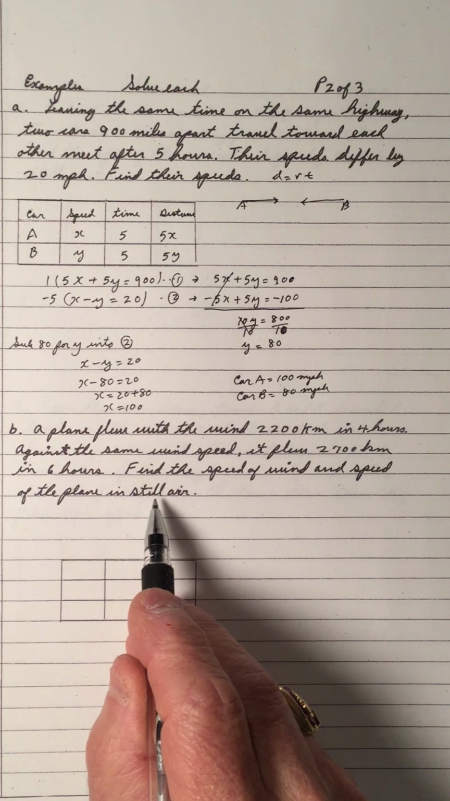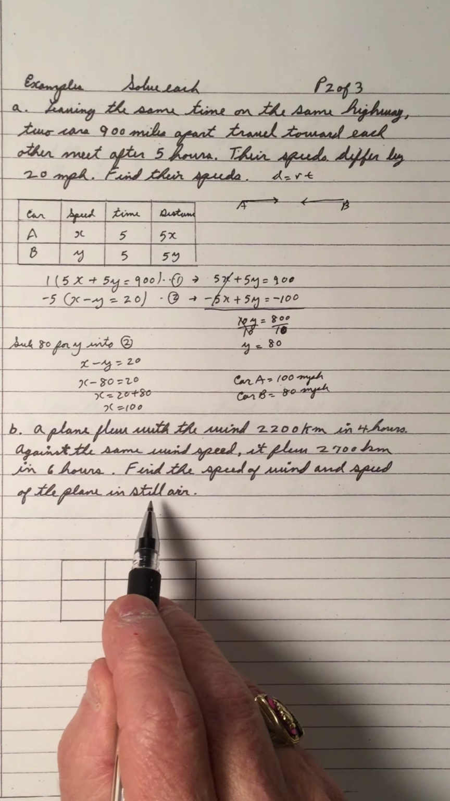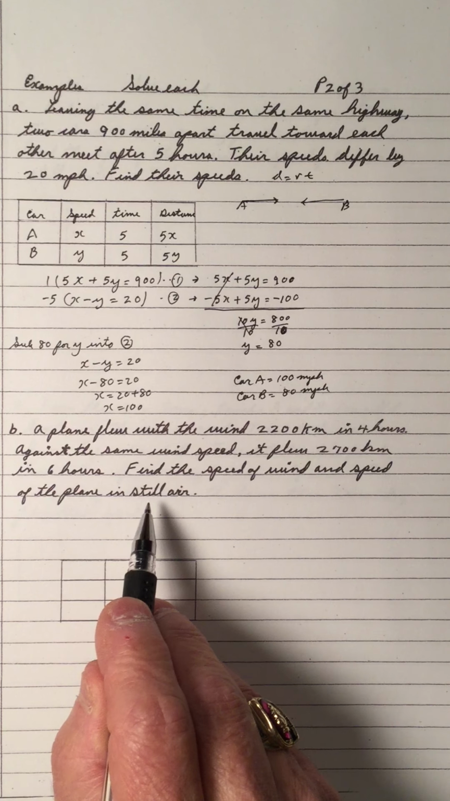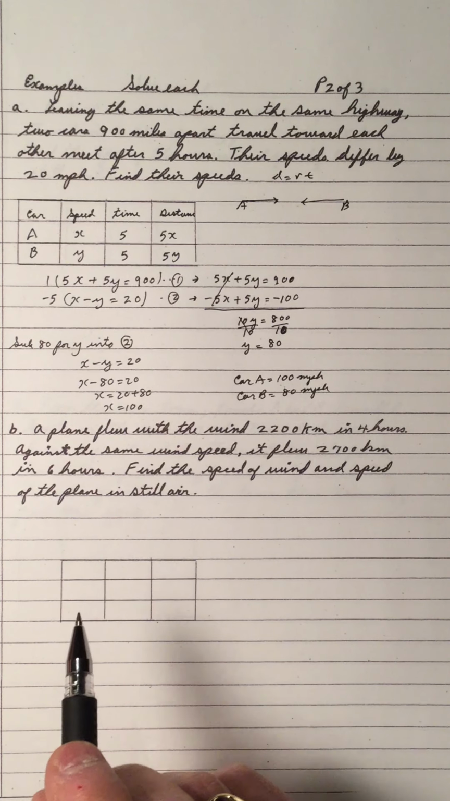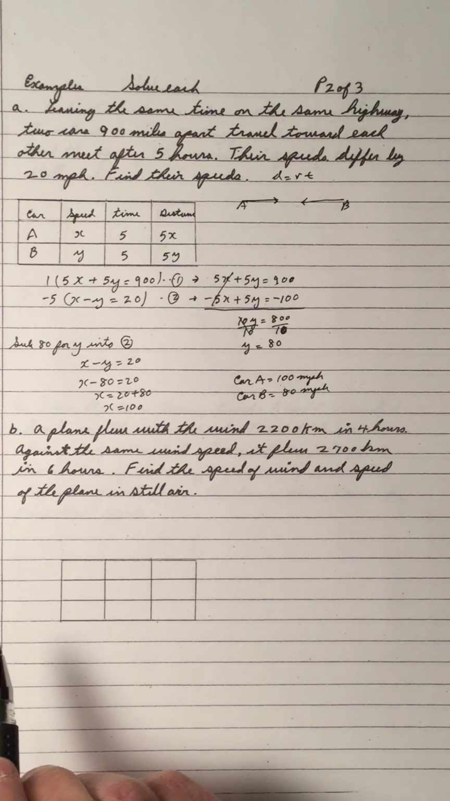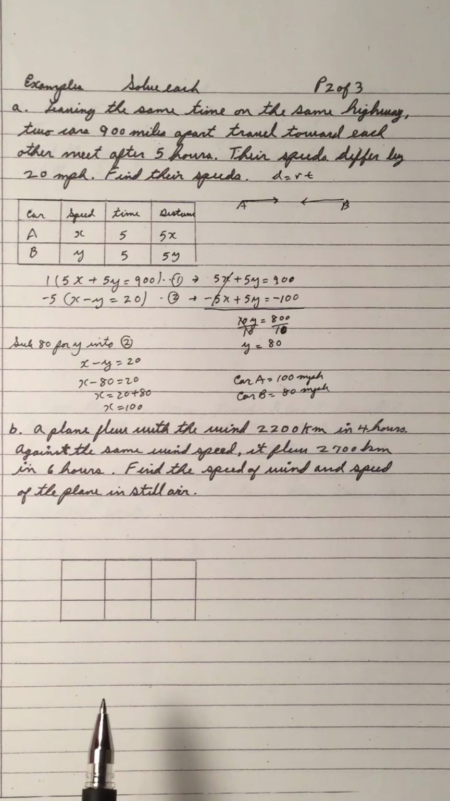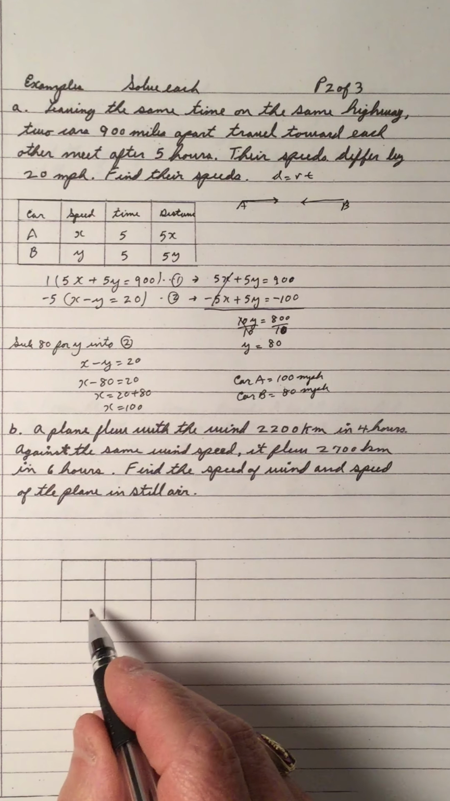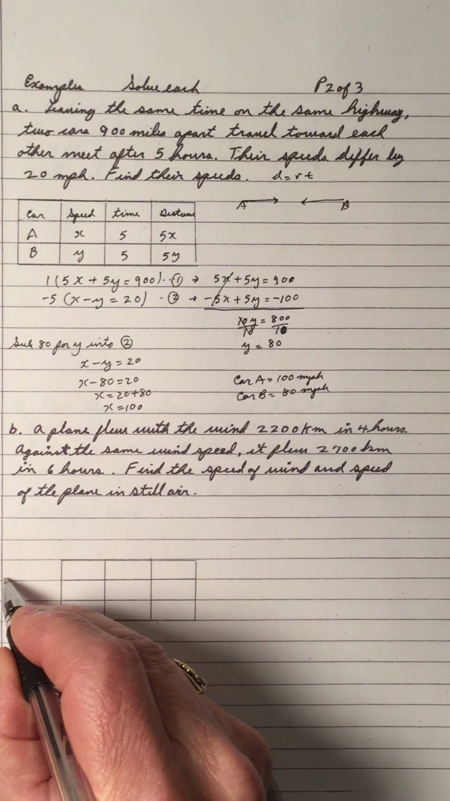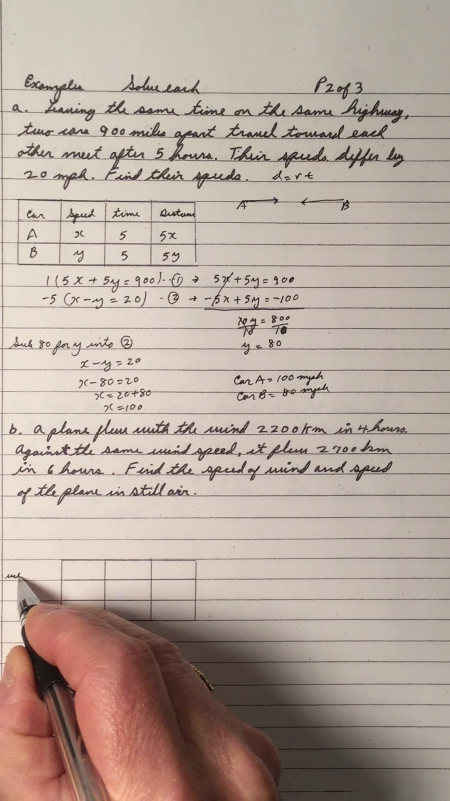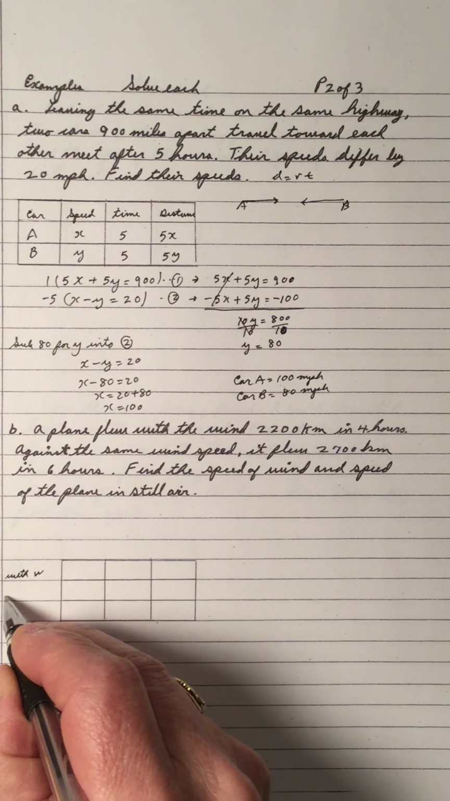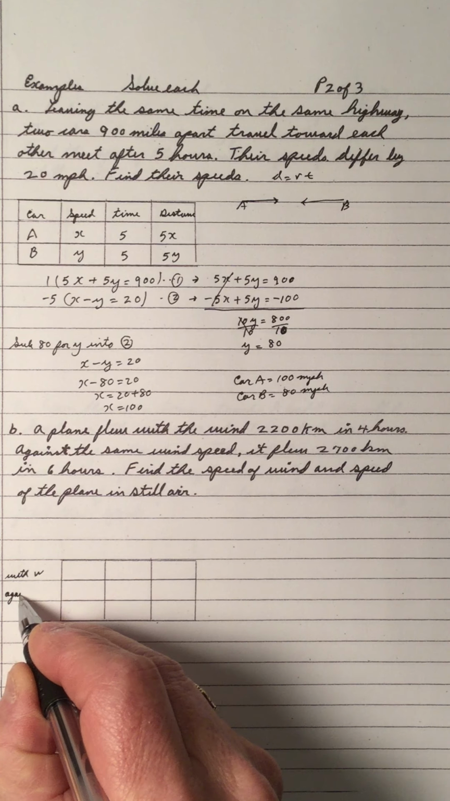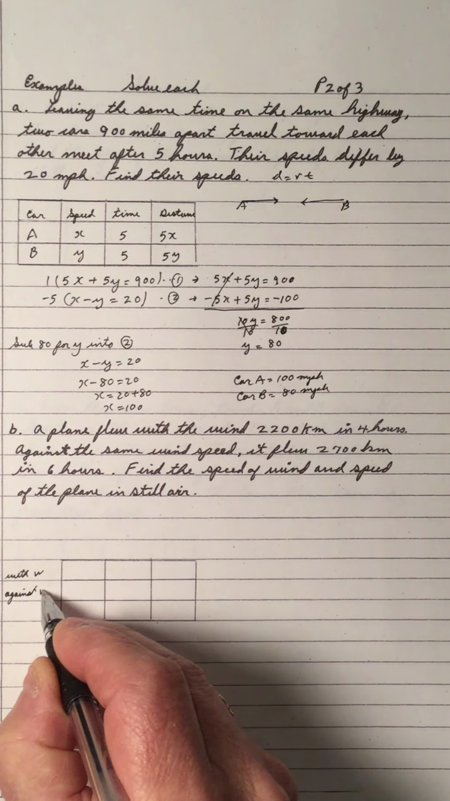Well, the reason it's still air is because if the plane were flying with no wind blowing, then that would be in still air. But when it's flying with the wind, it's the speed of the plane plus the wind. When it's flying against the wind, it's the speed of the plane minus the wind. So this chart that I'm going to use is going to be a little bit different because I'm going to have it with the wind and against the wind. I find this is the better way to do this one.